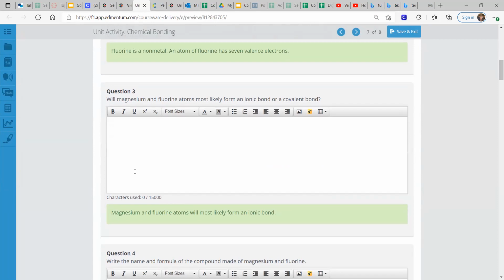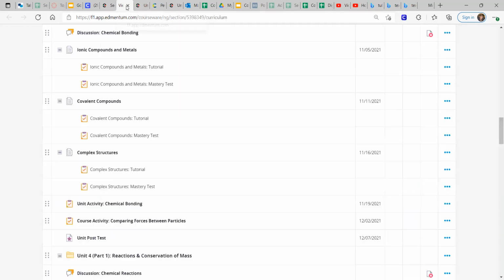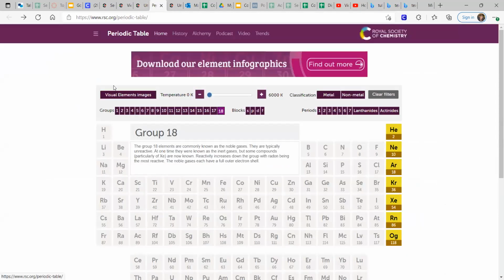Well, they will more than likely form an ionic bond. And this is predicted really anytime you have a metal and non-metal reacting from these sides of the table, that will be ionic.